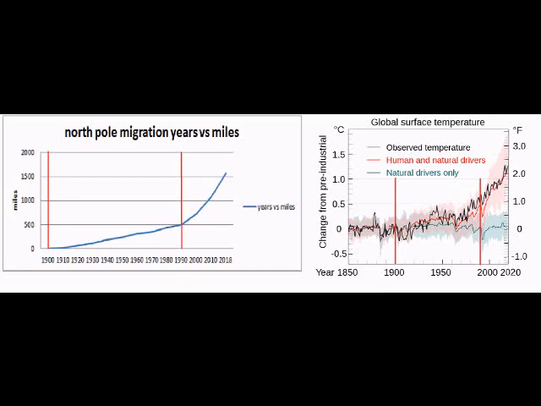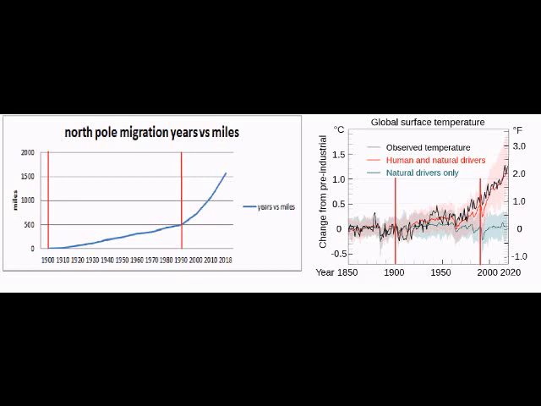What I've done on both of these charts is I've just put two red lines in, which signifies an important change for two reasons on both of them. First of all, we can see that on the North Pole migration vs miles, we've got a red line that starts at 1900, and then we've got another red line that starts at 1990, exactly 90 years apart from each other. We can see that there has been 500 miles from 1900 to 1990 of pole migration. Then after 1990, there is over 1,000 miles of pole migration.